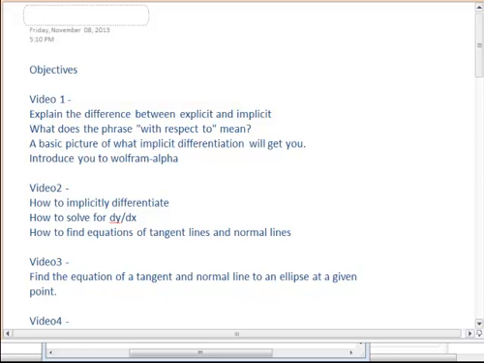I would like to work on explaining the difference between explicit and implicit functions. When you take derivatives, I want to emphasize what it means when you say "with respect to." I want to give you a basic picture of what an implicit differentiation process will get for you, and I'm going to do this through the medium of Wolfram Alpha.